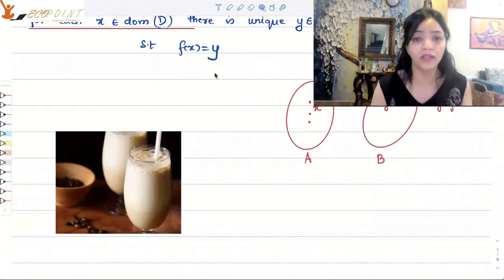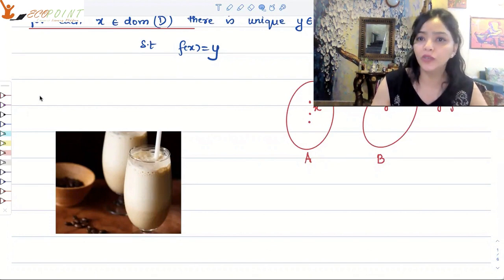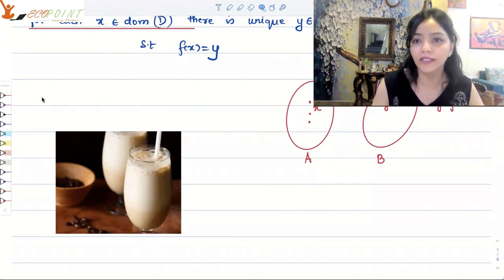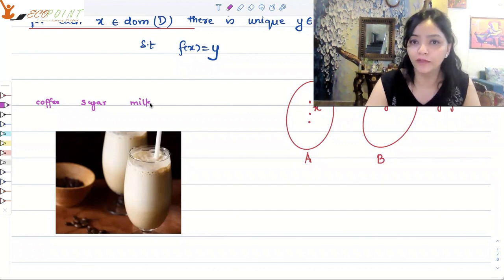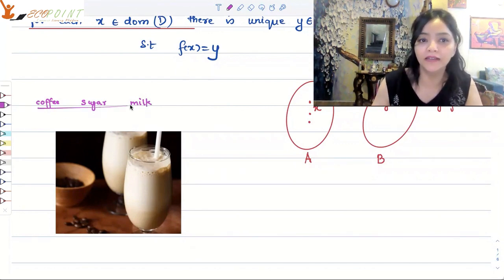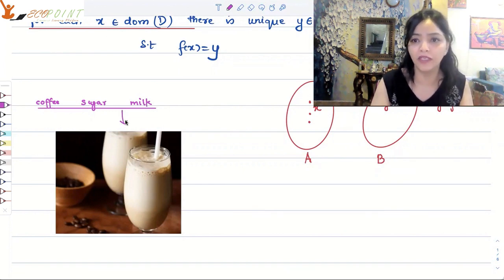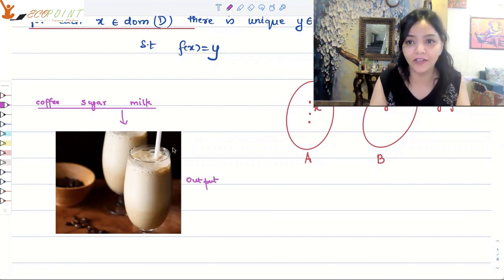Let's take a very general example. Suppose I want to prepare a glass of cold coffee for myself. What would I require? I would require certain ingredients. I would require coffee. I would require sugar. And I would require some sort of milk or milk substitute to prepare a glass of cold coffee for myself. These are the ingredients. And once they are mixed and churned up, it gives me my cold coffee. This is the output that I will get. So these three ingredients that you see, they're a part of the domain. They form the domain for the preparation of a glass of cold coffee.